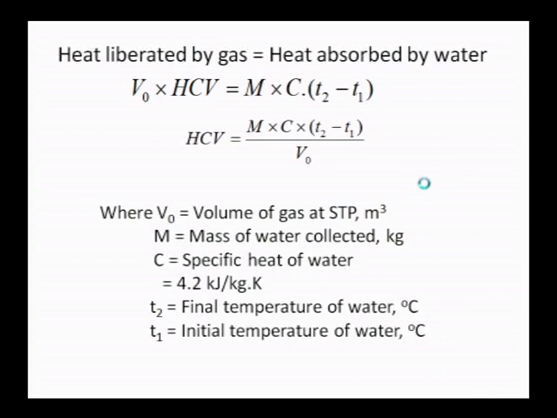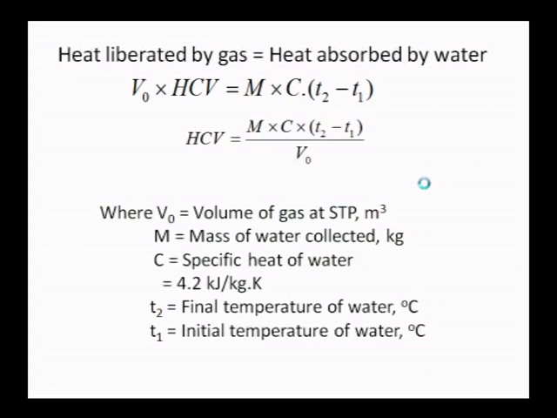Volume of the gas into higher calorific value is equal to mass of the water into specific heat into T2 minus T1. Higher calorific value is equal to mass of the water into specific heat into rise in temperature divided by volume of the gas supplied to the burner. V naught is the volume of the gas at STP.